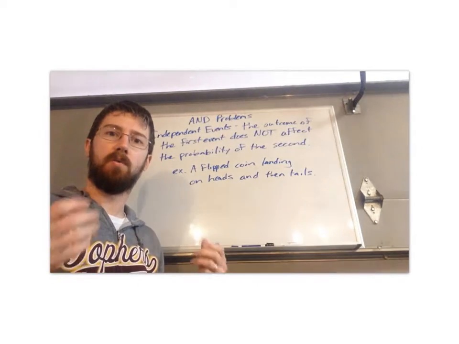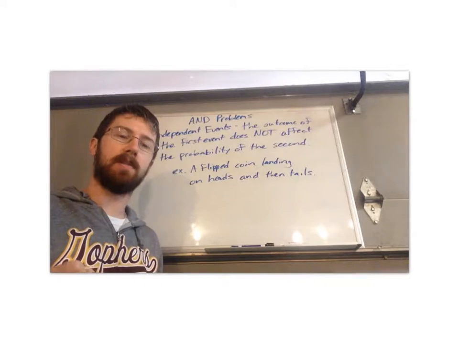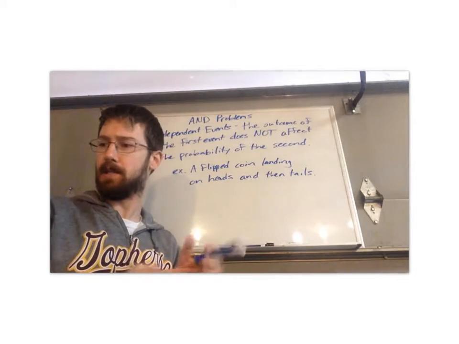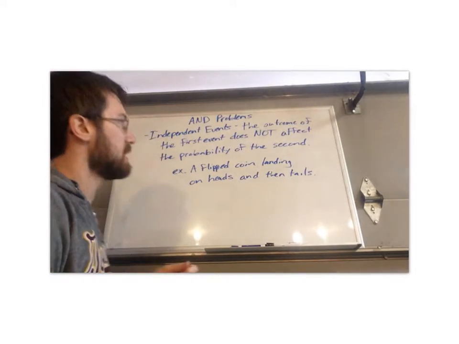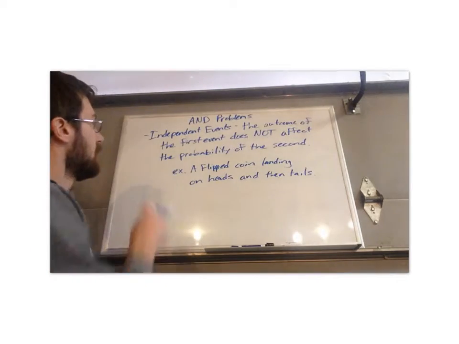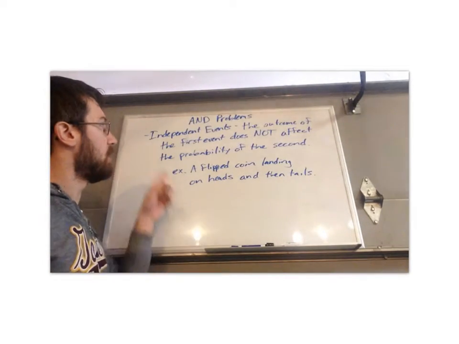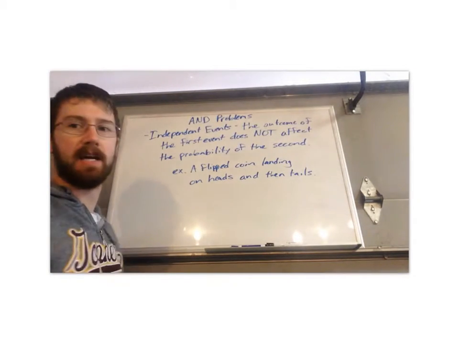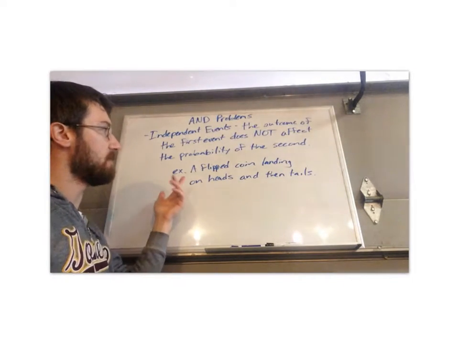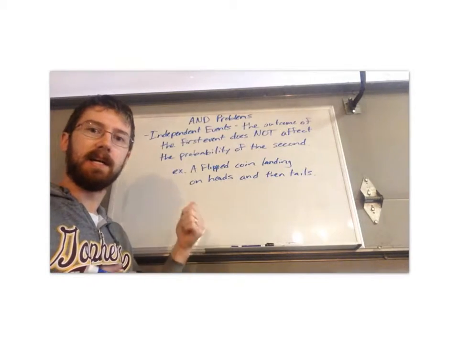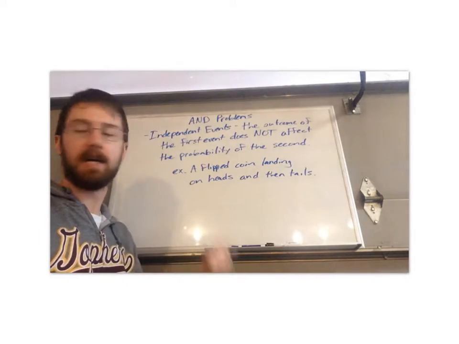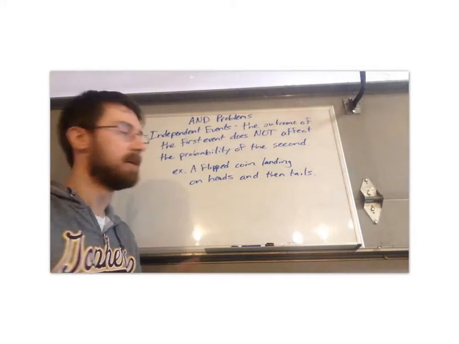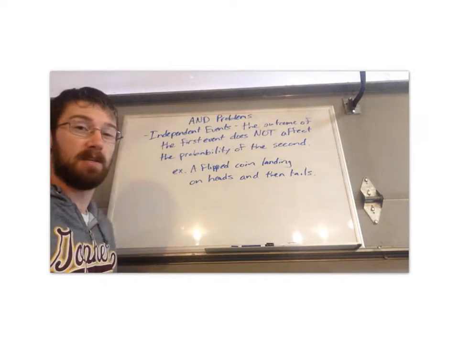Within AND statements, this is where we get our independent and dependent events and the difference between them. With an independent event, the outcome of the first event does not affect the probability of the second. For example, if you flip a coin once and it lands on heads, and then the second time lands on tails, these are independent of one another.